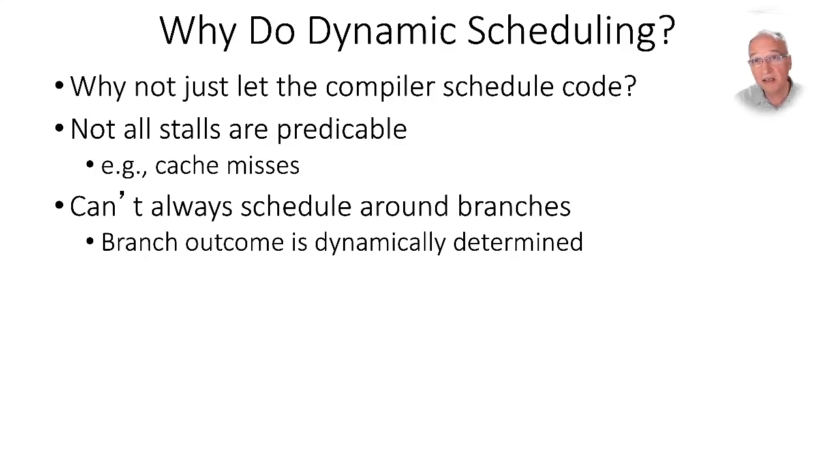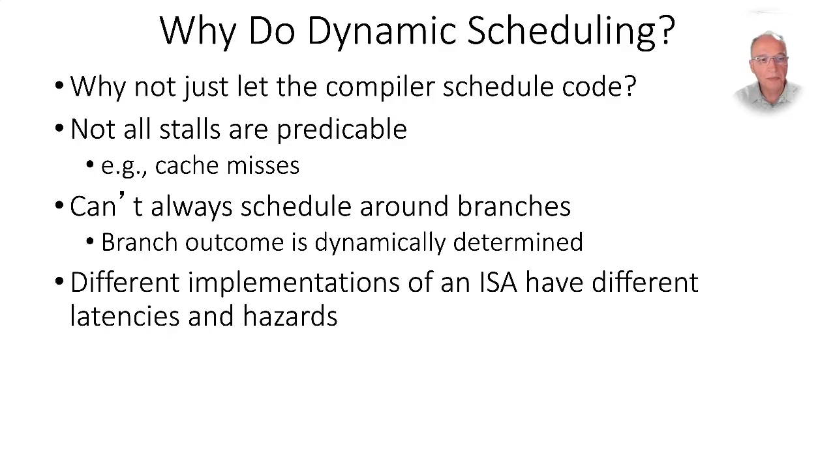Sometimes even the target of the branch is dynamically determined, if it is a register-based branch, for example. And you have different implementations of an instruction set architecture that may have different latencies and different hazards. So it can become very difficult for a compiler to statically generate the best scheduling for a program. And that's why we end up with what are called out-of-order execution architectures, where the scheduling is dynamic.